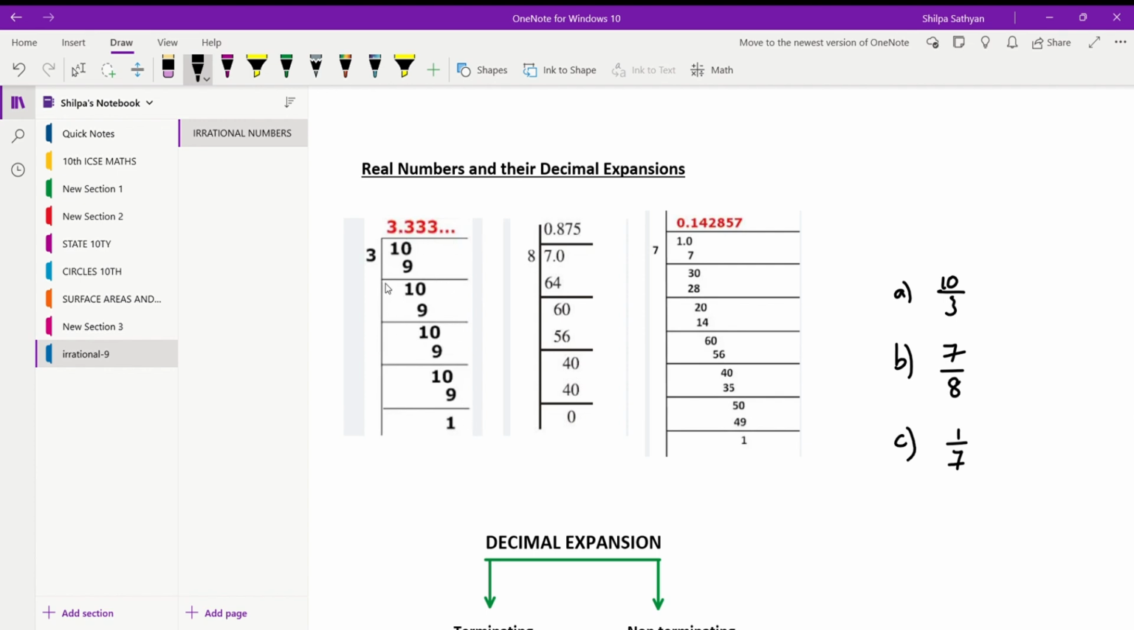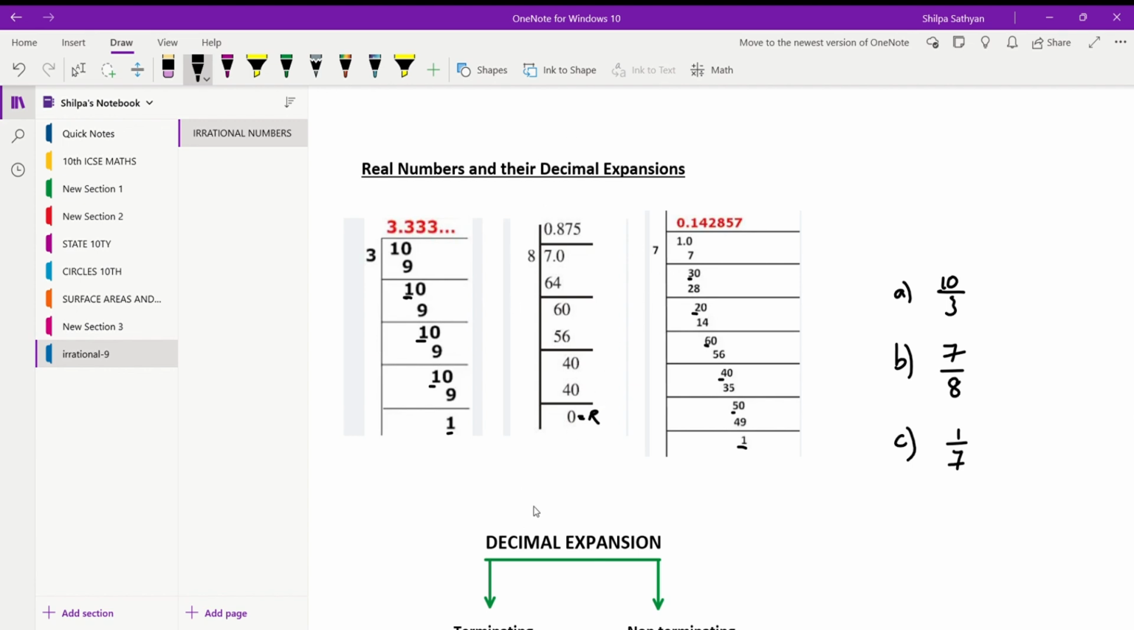In the case of the first one, 10 by 3, look at the remainders. Here the remainder 1 is repeating, so the quotient also has the same values. And what about the second case, 7 by 8? After a certain stage, the remainder becomes 0. Then 1 by 7, look here. We get the remainders 3, 2, 6, 4, 5, and again starting from 1. So after a certain stage, again it is repeating. Have you noticed this?